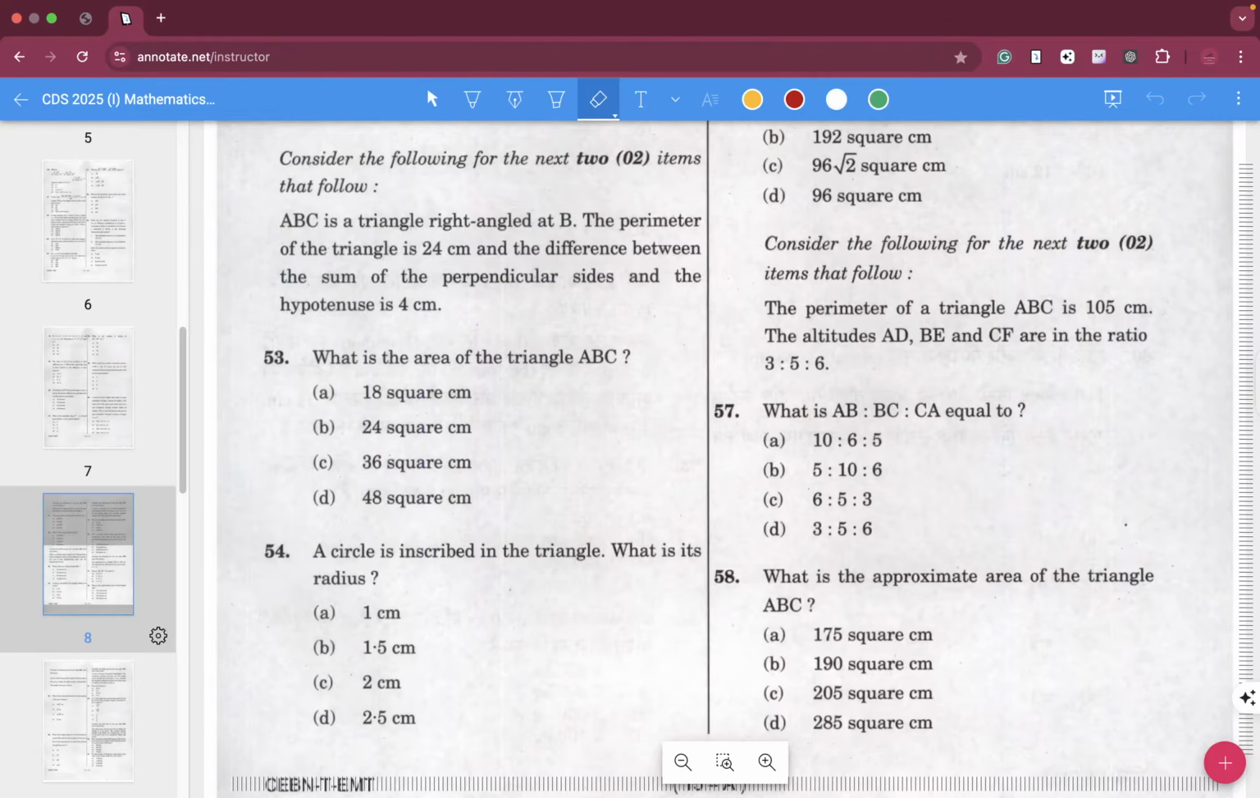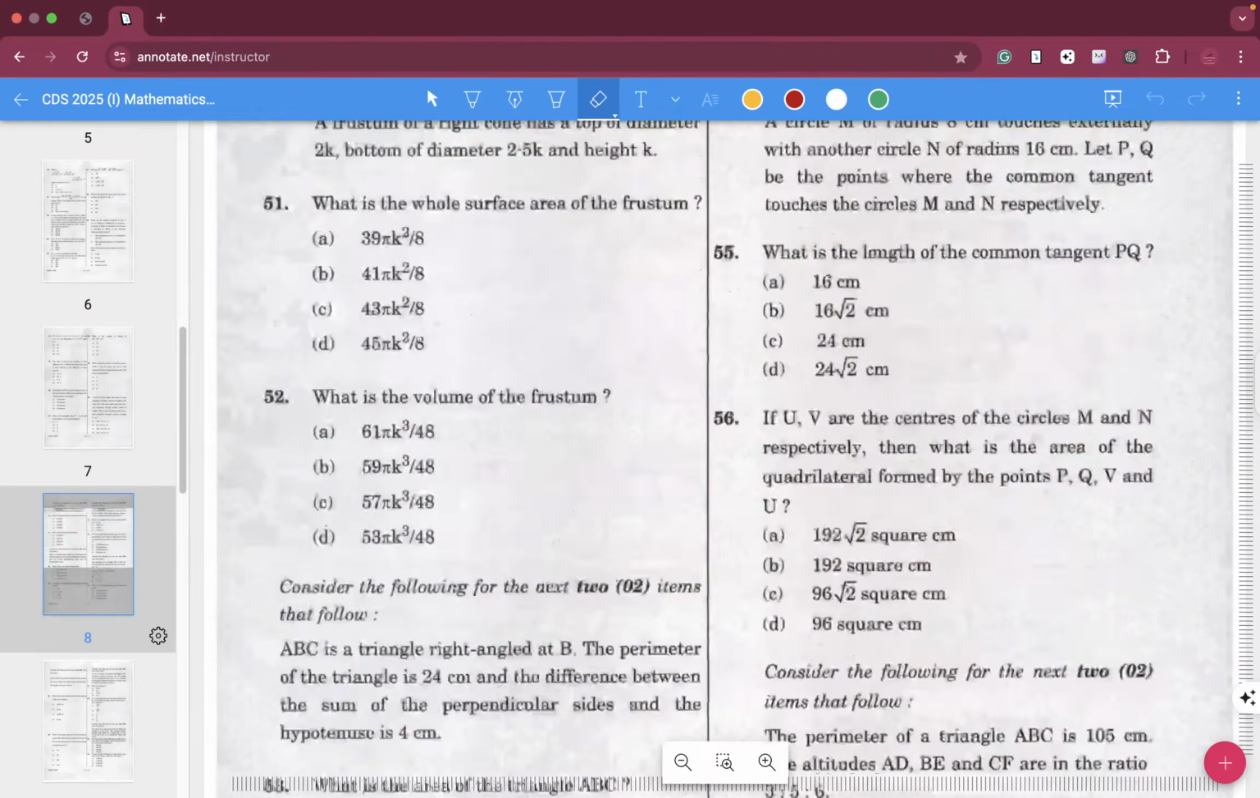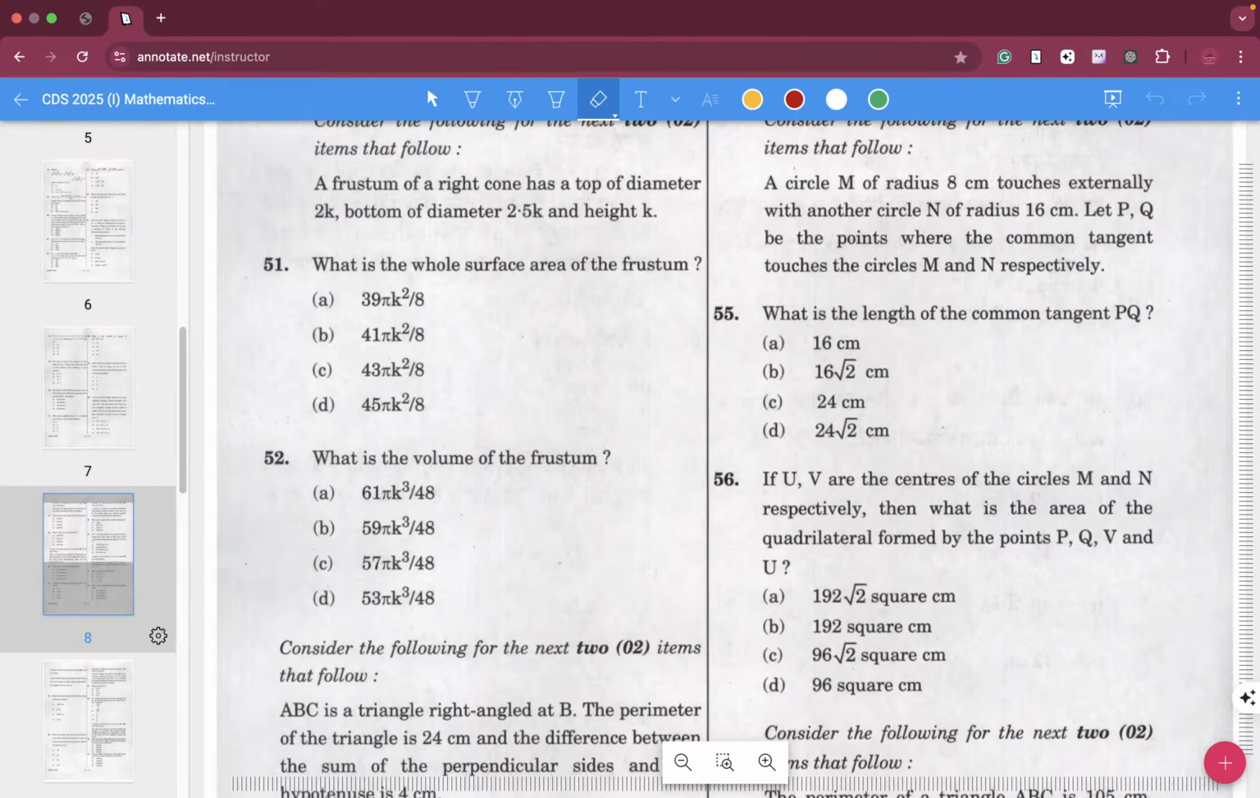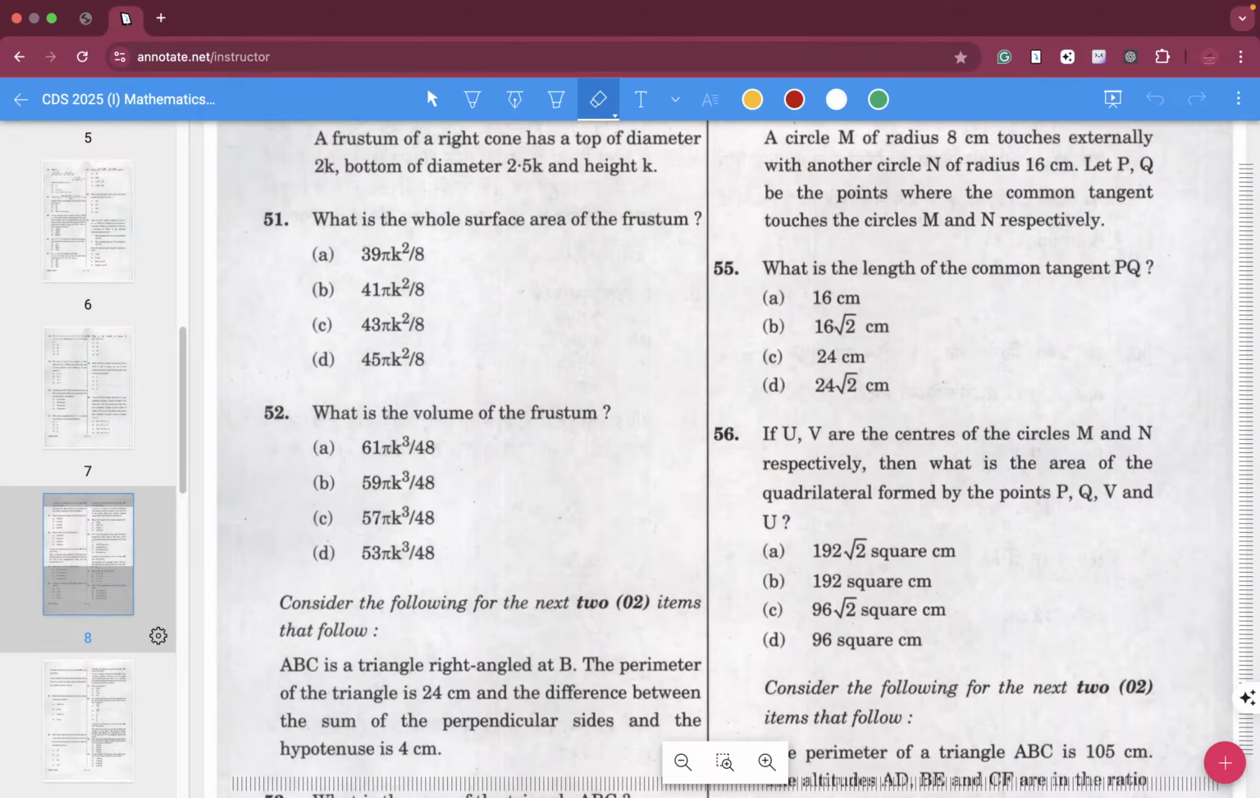Alright folks, so we get going over here with the next question. Consider the following for the next two questions, next two items, right? A circle M of radius 8 centimeter touches externally with another circle. Okay, so let's just try to understand the diagram over here.